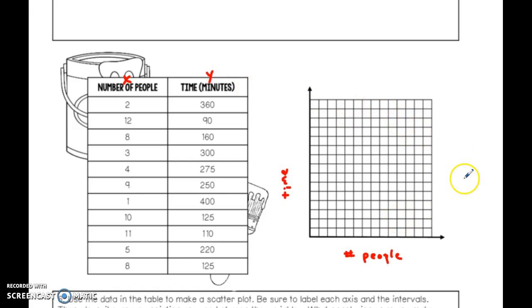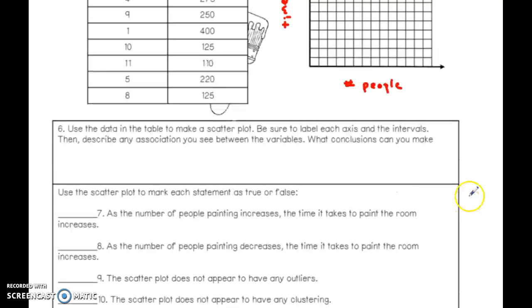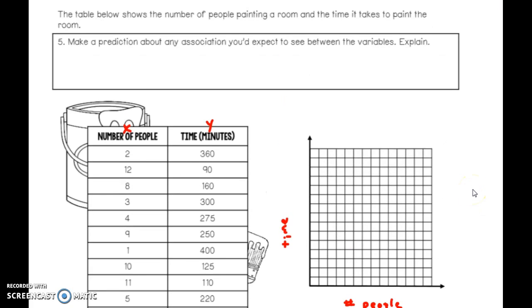Once you have your scatter plot set, you'll be able to answer the questions about it. And then when you're finished, you'll need to show me that you completed this assignment, and then we'll have you tape it into your book so that it will be complete. See me if you have any questions.